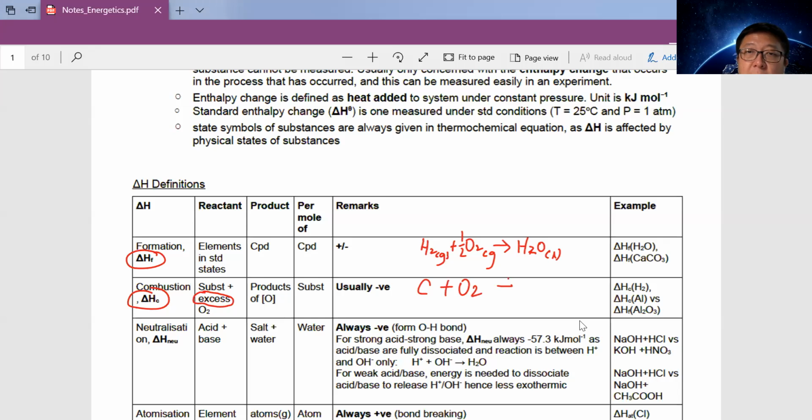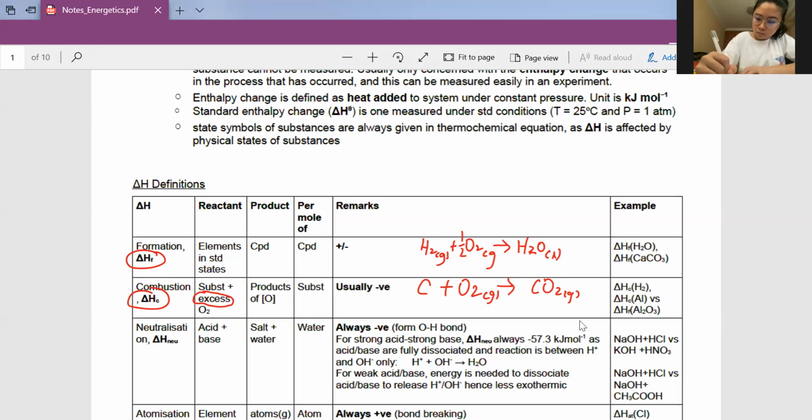So remember combustion, let's say carbon plus oxygen, right? Burn completely to give CO2, 1 mole. Per mole of the substance, combustion is 1 mole here. So CO2, the gas, standard form. Standard form means room temperature.